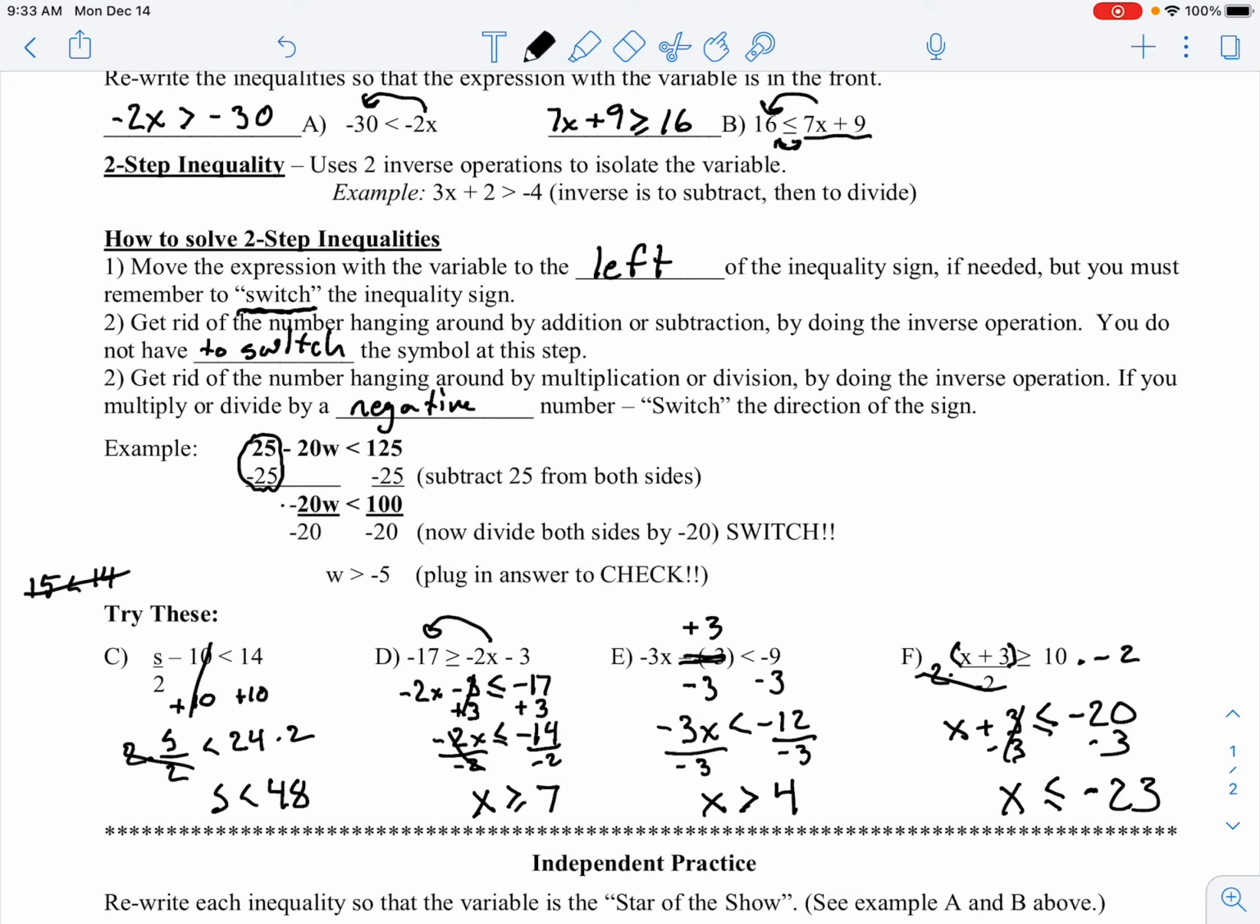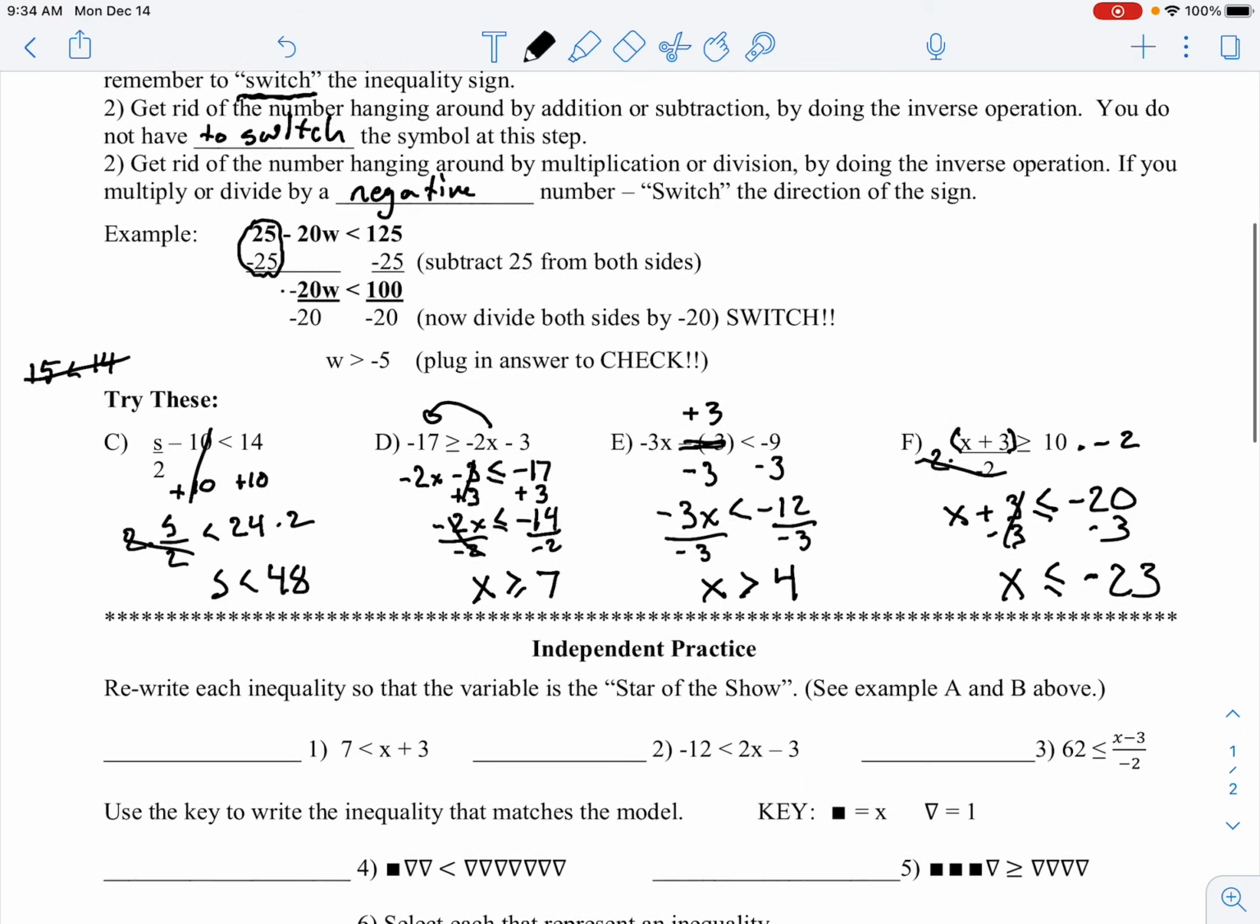And then also the other difference is that equations have one solution, where inequalities have many, many, many solutions. Anything for number f here, anything that is smaller than or equal to negative 23 is going to work. So negative 23 would work, negative 24, negative 25, negative 25.75, etc. Everything that is smaller than negative 23 is a solution for this.